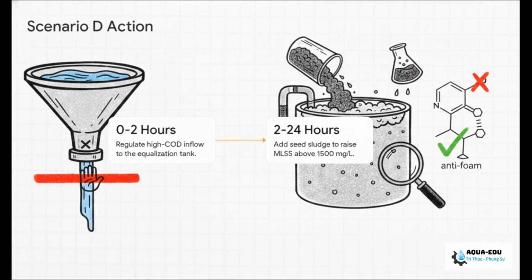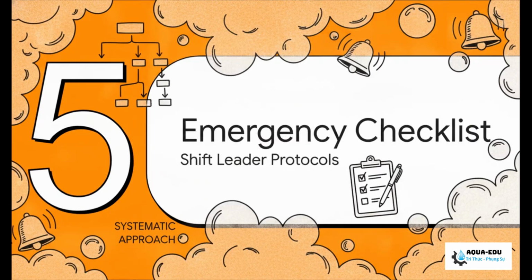Over the next day, if your sludge is too young, you might actually need to import seed sludge from another healthy system just to get your MLSS safely back up over 1,500 milligrams per liter. And hey, always make sure you're double-checking that any anti-foam you're using is actually the correct chemical type for your specific plant.